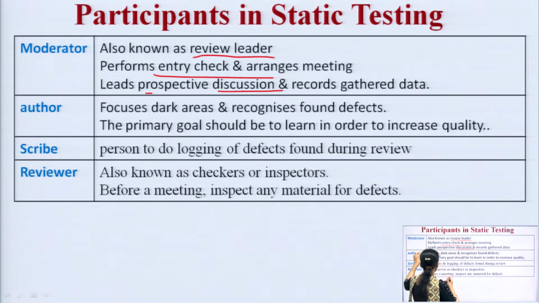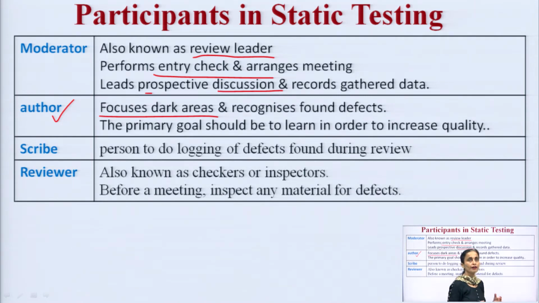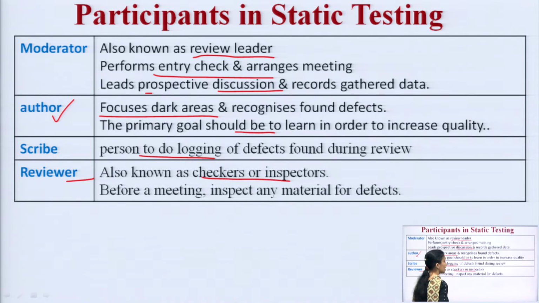Then the task of the author. The author majorly focuses on the unclear ideas and recognizes the found defects. The primary goal should be to learn to increase the quality of the software. Then the scribe. The scribe is the person who logs the defects found during the review. Then the reviewer. The reviewer is also known as the checker or inspector, and before a meeting starts, the task of the reviewer is to inspect the material for defects.